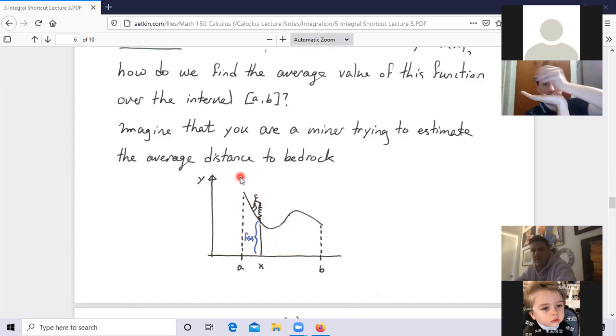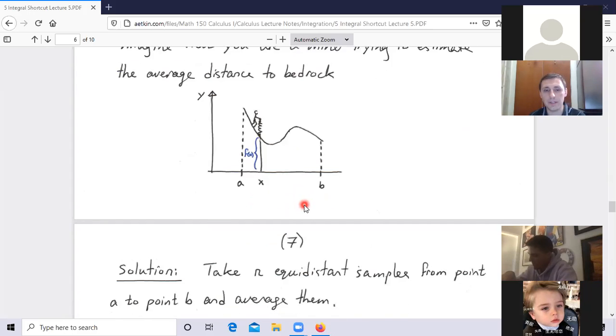You walk, you partition the x-axis into equal segments, and at the end of each segment, you push a pile driver into the ground, and you extract the length there this way, right? So you measure the length this way. You just drill until you hit bedrock, and you measure how far you have to drill. And you do that again and again for several values, right? So let's say that we will take n equidistant samples from the point A to the point B and average those samples. Are you with me, guys?